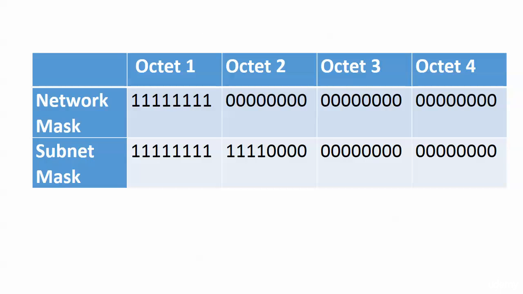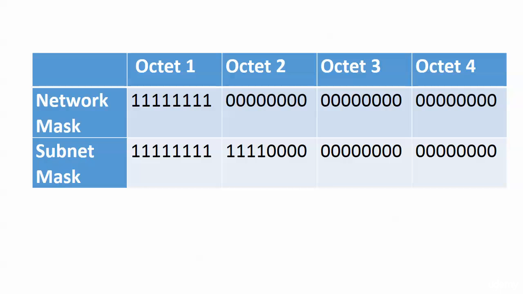So we've got our network mask in that top row. We know that's 255.0.0.0, and I've written it out for you here. It's nice and clean, all 1s in the first octet, all 0s for octets 2, 3, and 4. In the subnet mask, we have a /12. We know that begins with 12 1s. So that's what I've written out here. And again, our subnet bits are where the network mask has a 0 and the subnet mask has a 1.